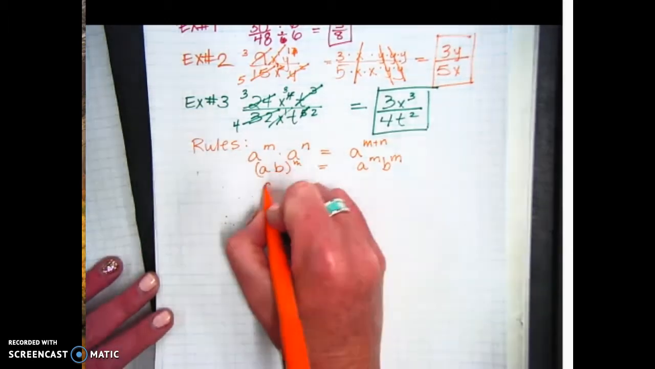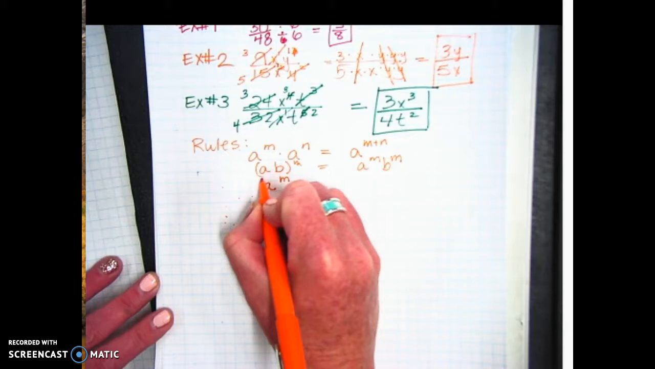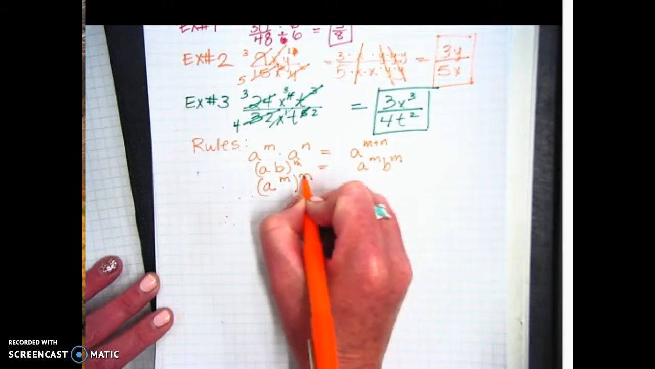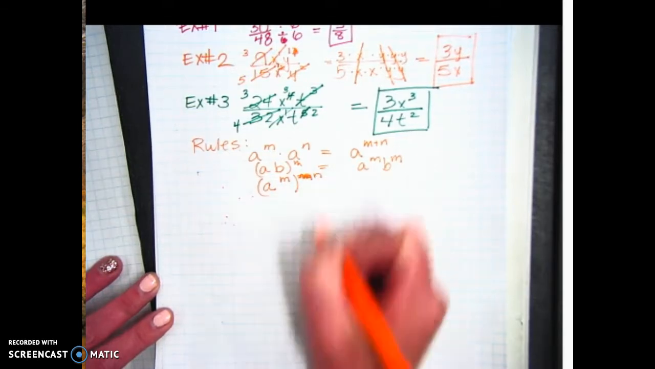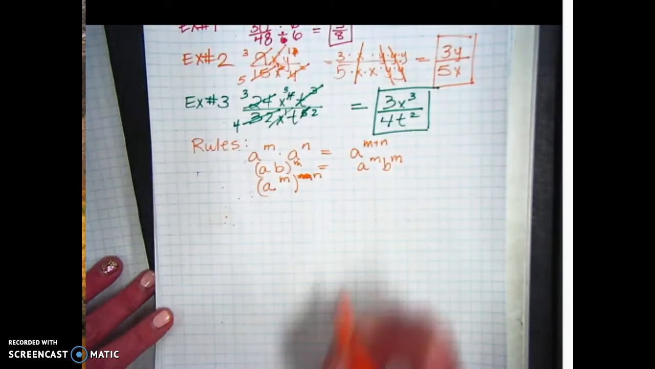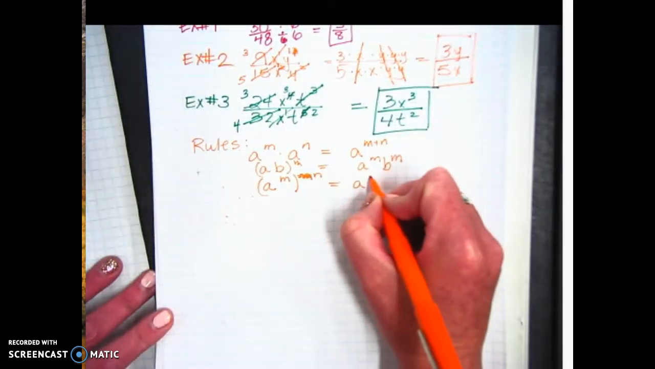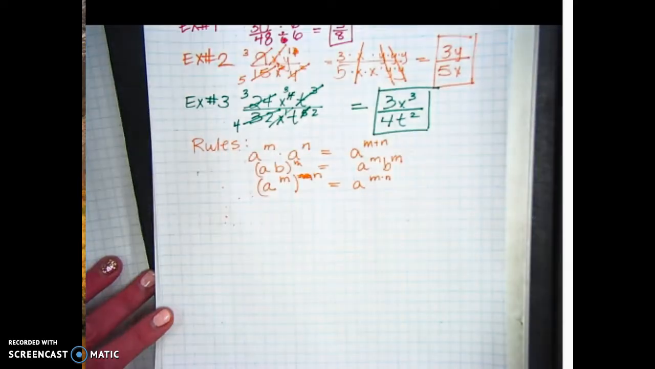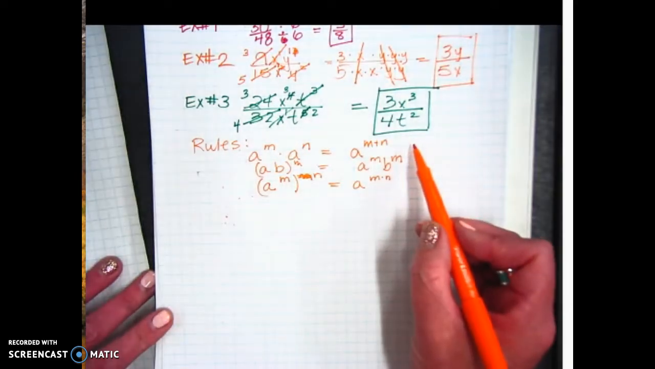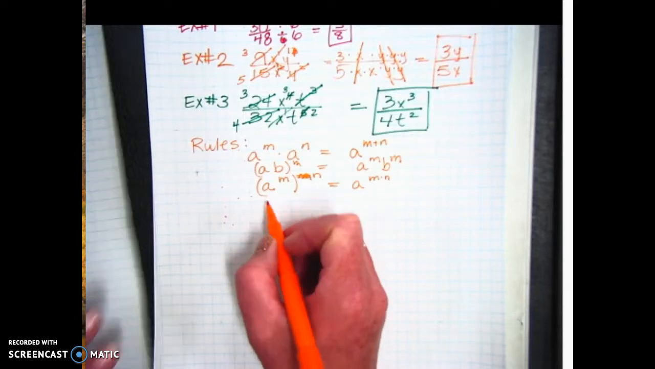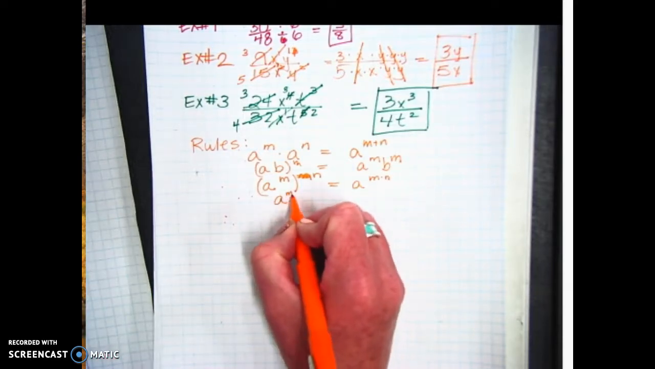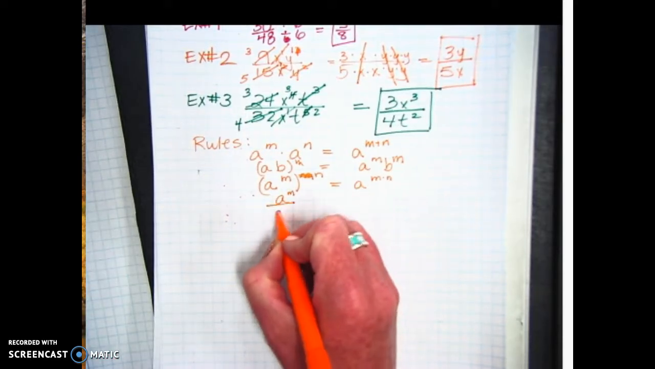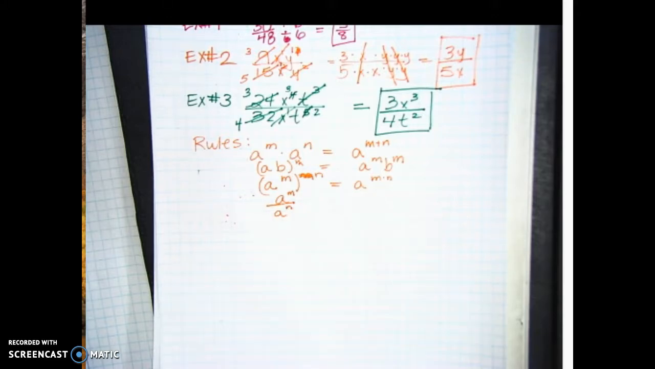All right? A to the m to the n. We want to do what with the exponents? Multiply them. A to the m times n. Okay? So these three we saw last chapter, right? So what about a to the m over a to the n?